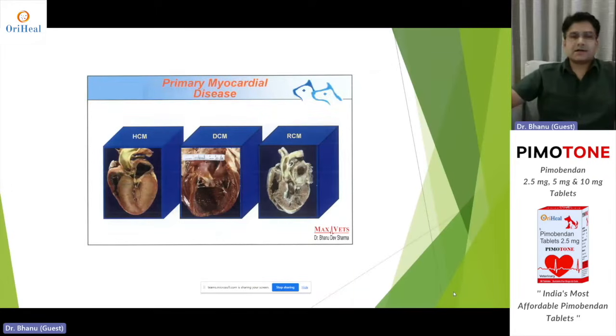In my last lecture, I had discussed that ARVC is also known as boxer cardiomyopathy because it is a common heart condition in boxer breed. In cats, it is not very common.